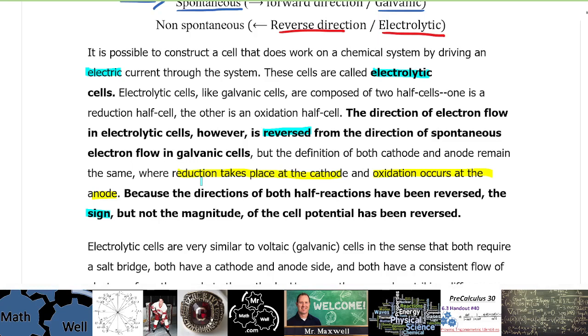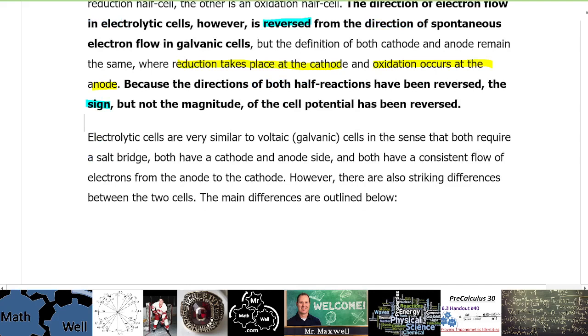The cathode and anode are sort of still the same, but you reverse some things. Electrolytic cells are very similar to galvanic or voltaic cells, in the sense that both require a salt bridge, both have a cathode and anode side, both have a consistent flow of electrons from anode to cathode. It's not a blank, but it's important: flow of electrons from anode to cathode. However, there are also striking differences between the two cells. The main differences are outlined below.